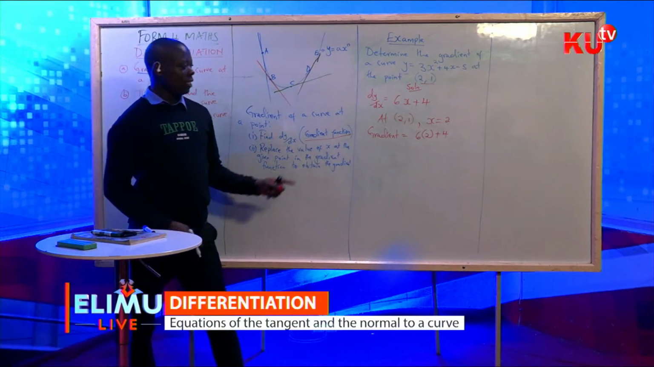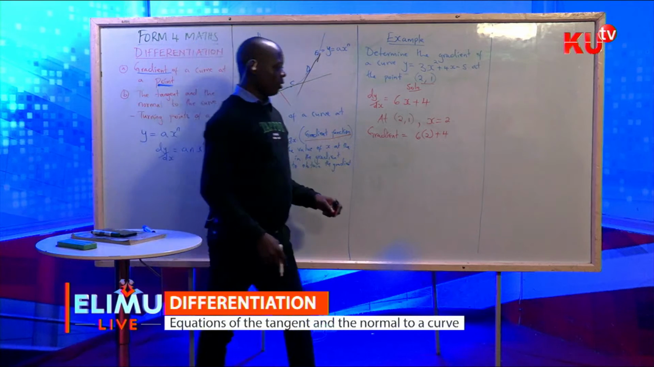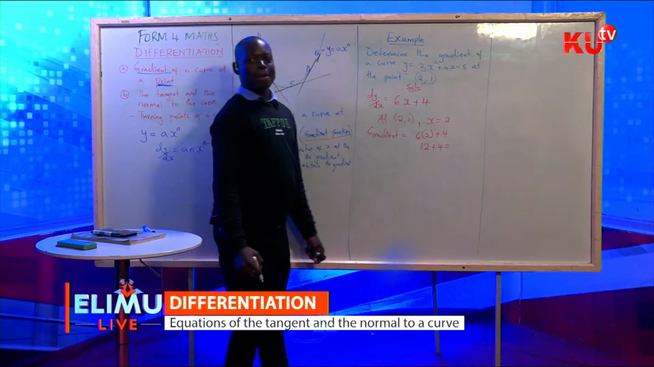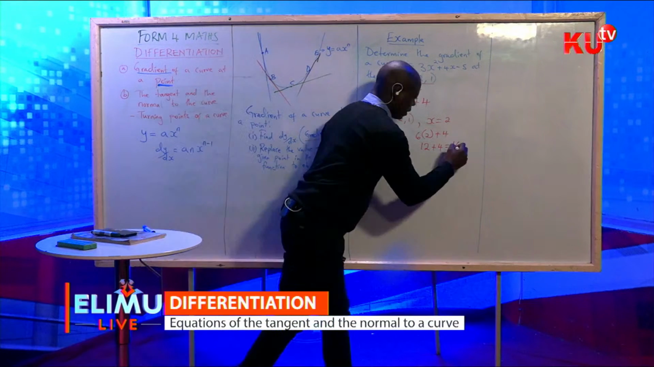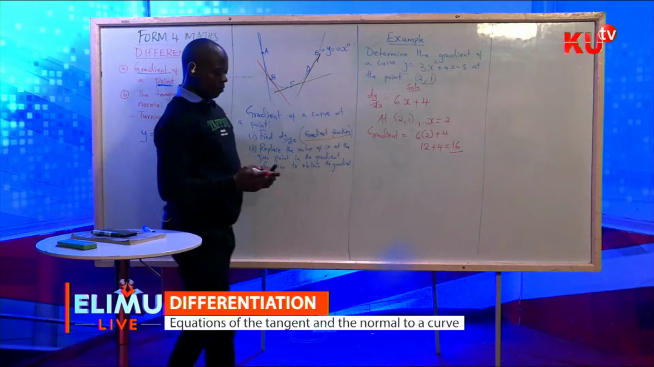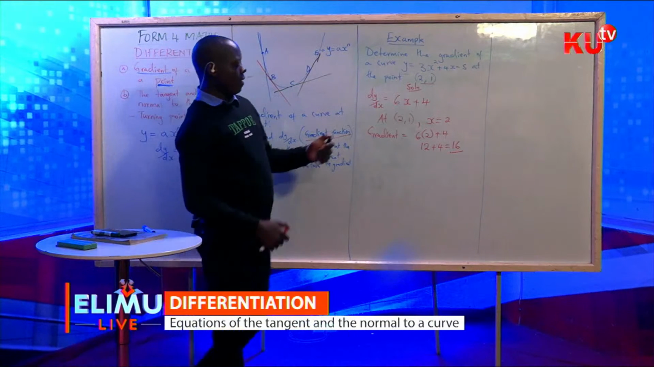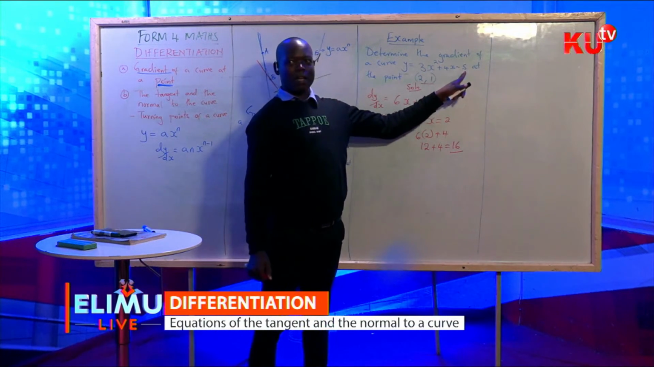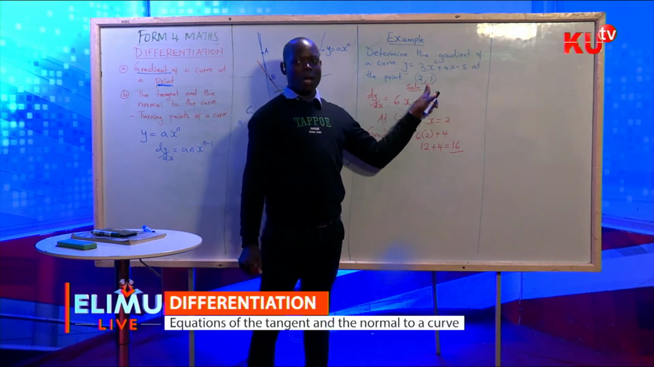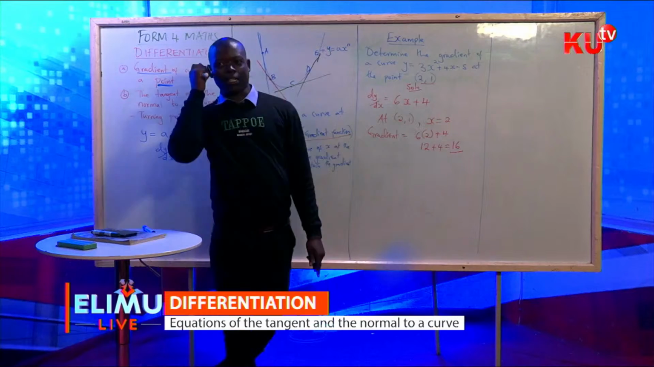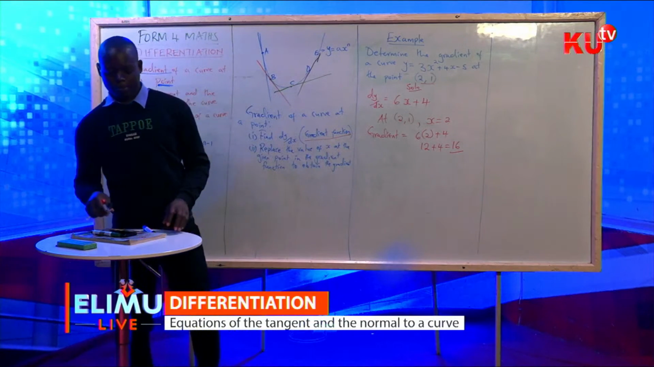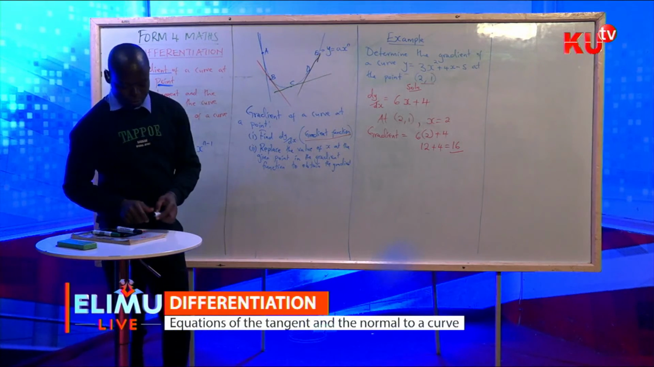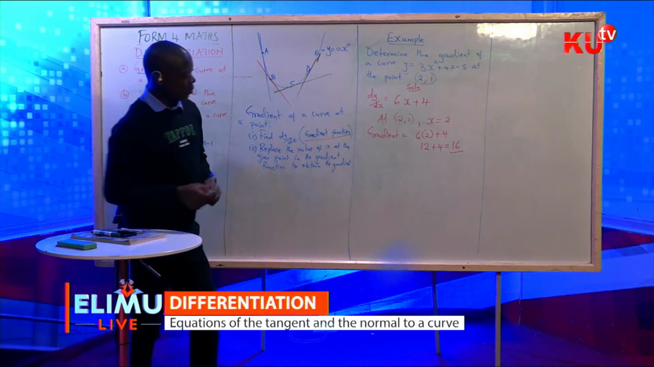Good. What is 6 times 2, students? 12. 6 times 2 is 12. Add 4, that gives us 16. Good. Our answer is 16. Therefore, it implies that the gradient of the function y is equal to 3x squared plus 4x minus 5 at the specified point 2, 1 is 16. Is that correct, students? Good. The value is 16. So let's look at our example number 2.